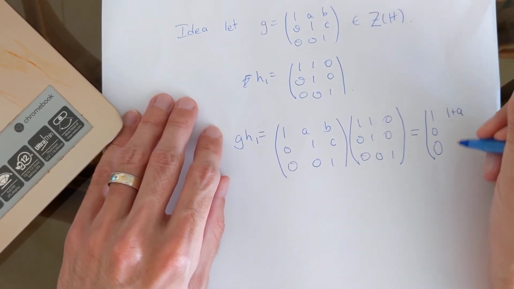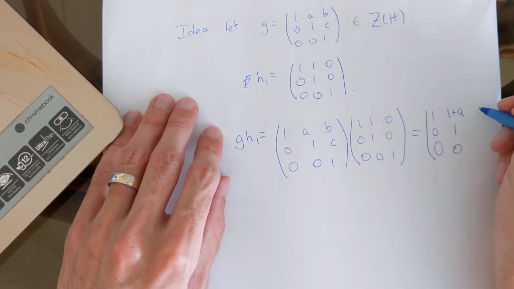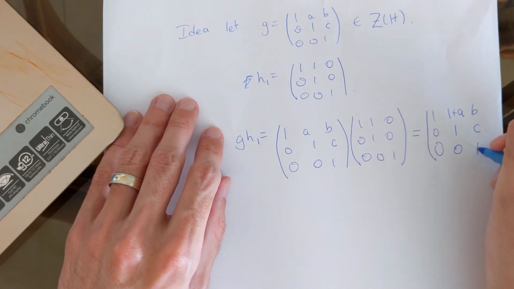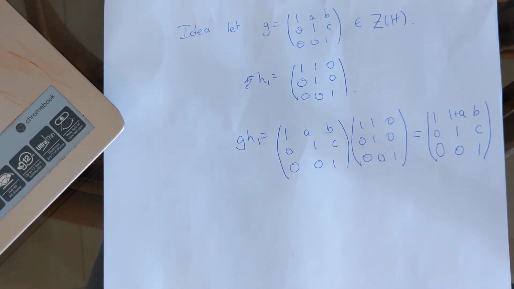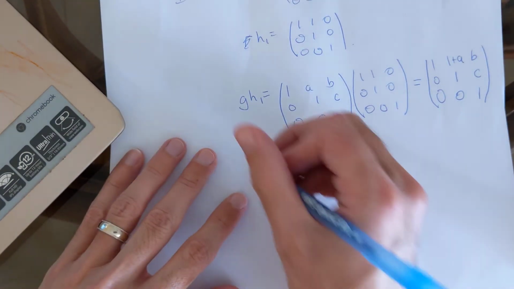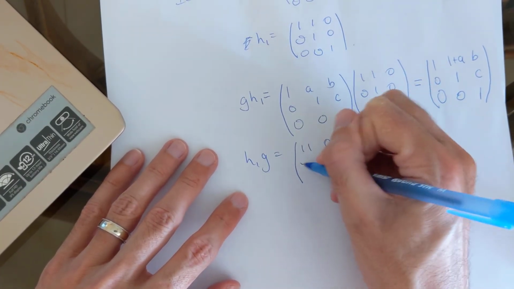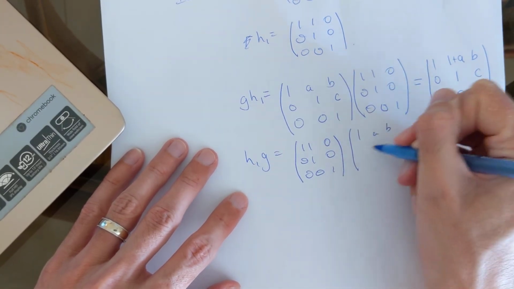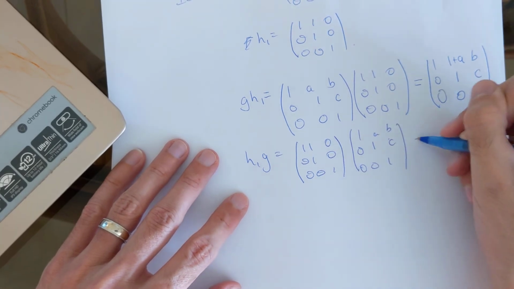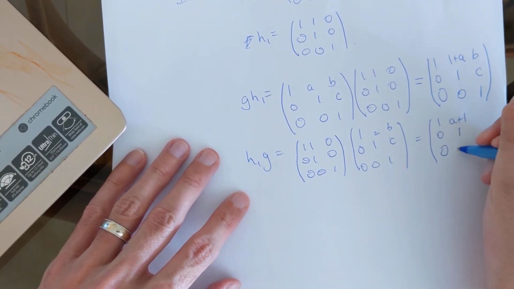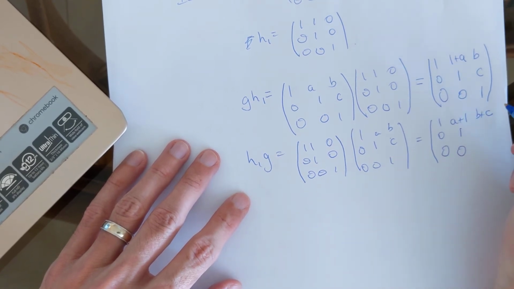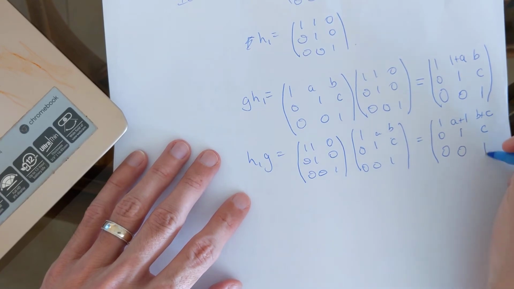Okay, so we compute. We get 1 plus A, 1, 0, and then we get B, C, 1. Is that right? Okay, so that's one thing we get. And then if we do H1G, what do we get? Maybe we get 1, 0, 0. We get A plus 1. We get 1 and 0, and then we get B plus C. We get C. We get 1.